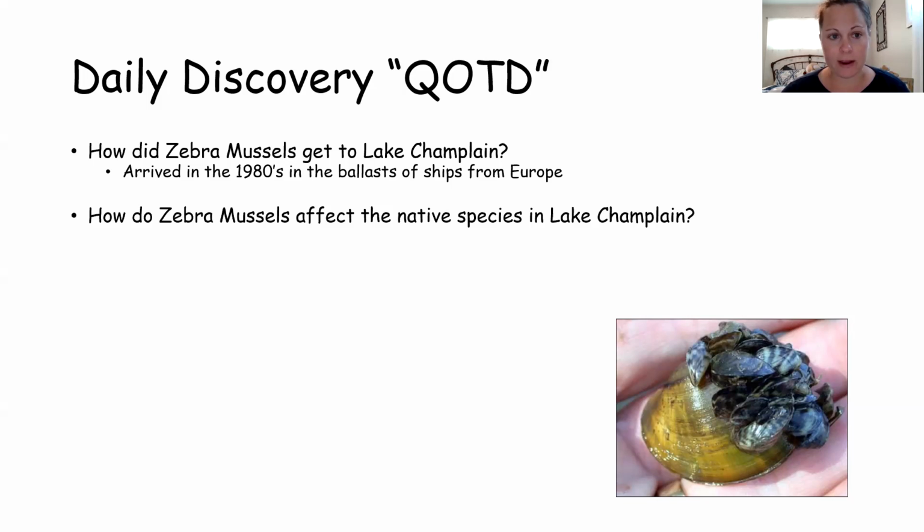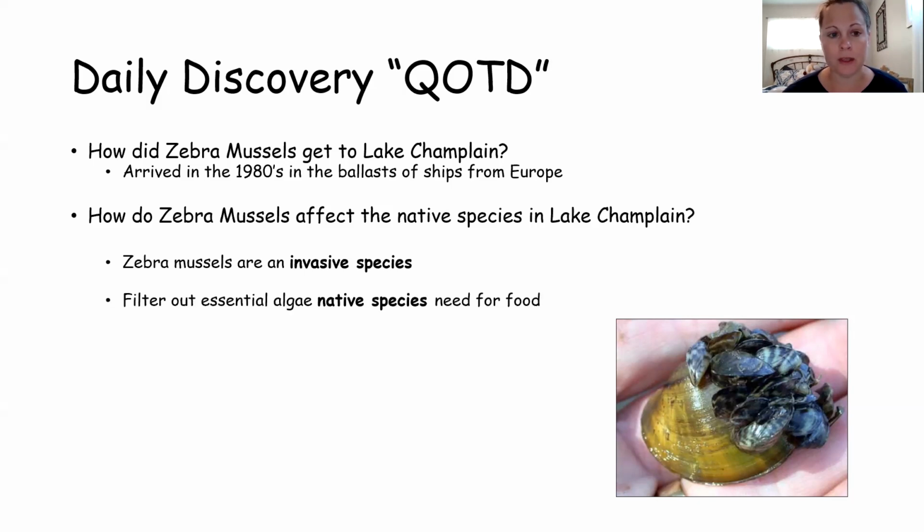So why do we care? Other than being a nuisance, if you've ever scraped your foot or your hand on a zebra mussel, you know that they're just a nuisance to Lake Champlain. But how do zebra mussels affect the native species in Lake Champlain? So the first thing we want to define is, what is an invasive species? Zebra mussels are considered invasive because they are not native, they're not local to a specific ecosystem.